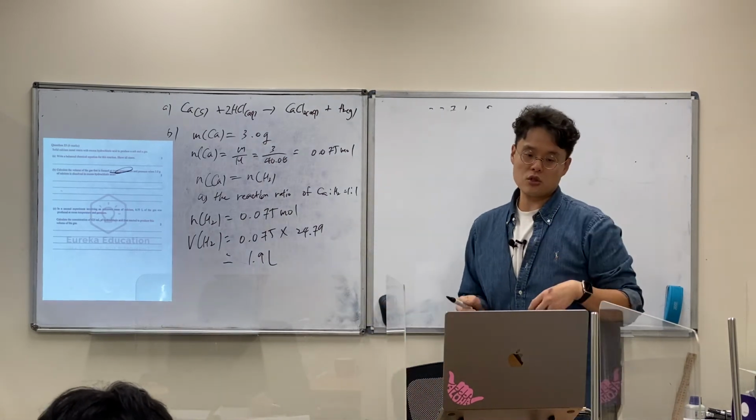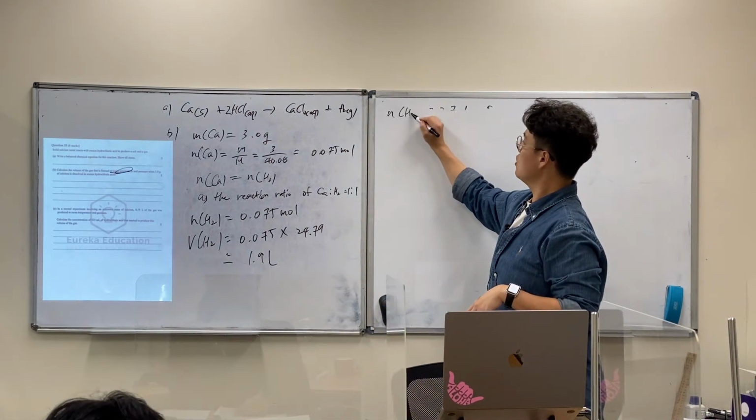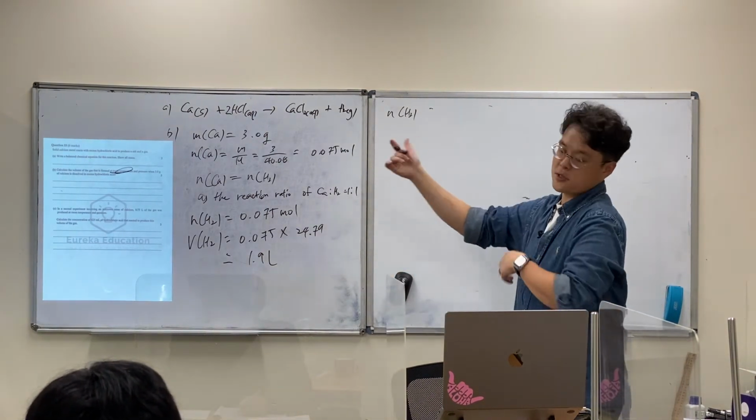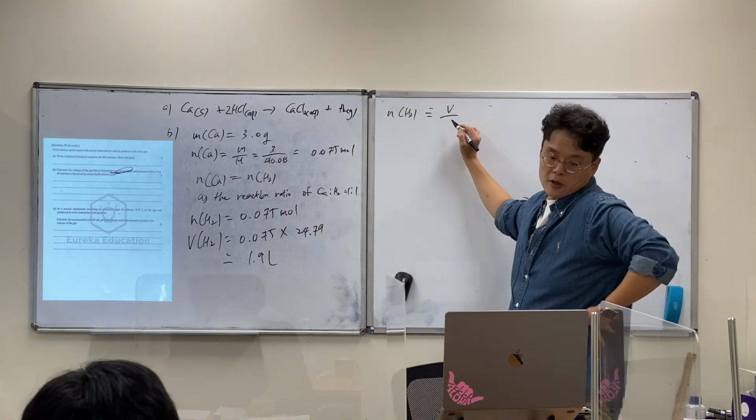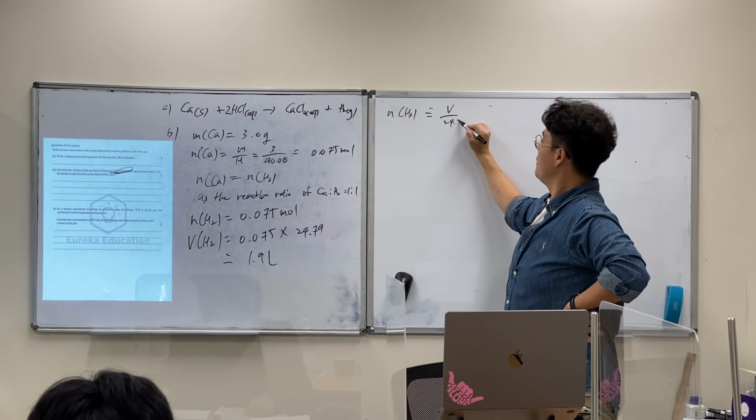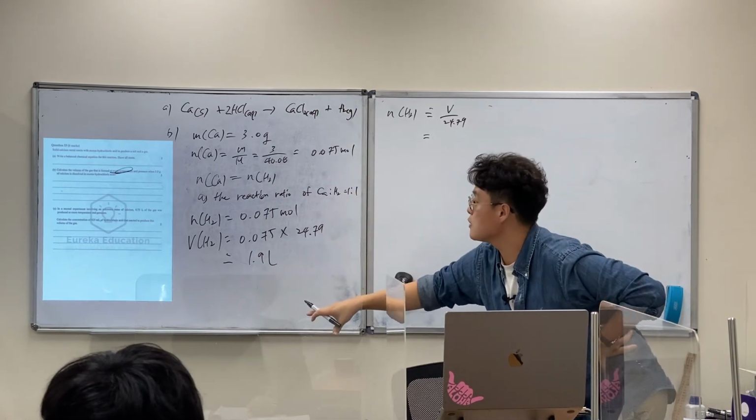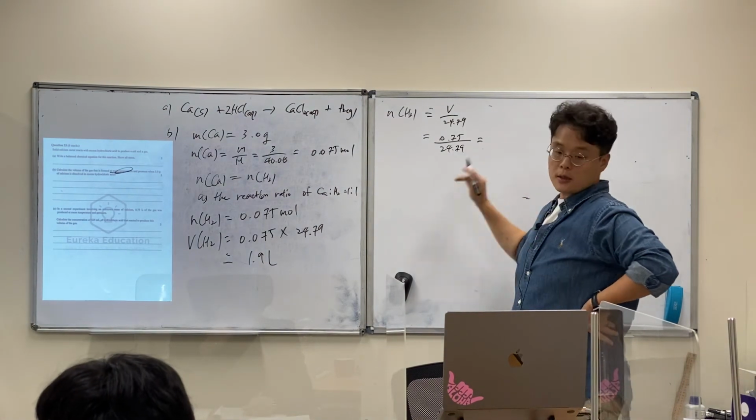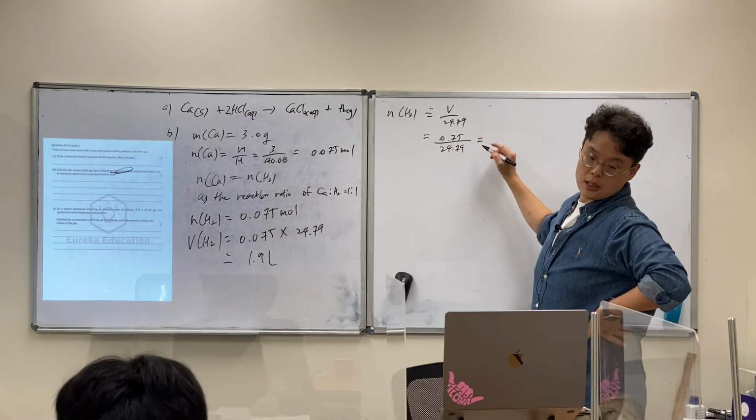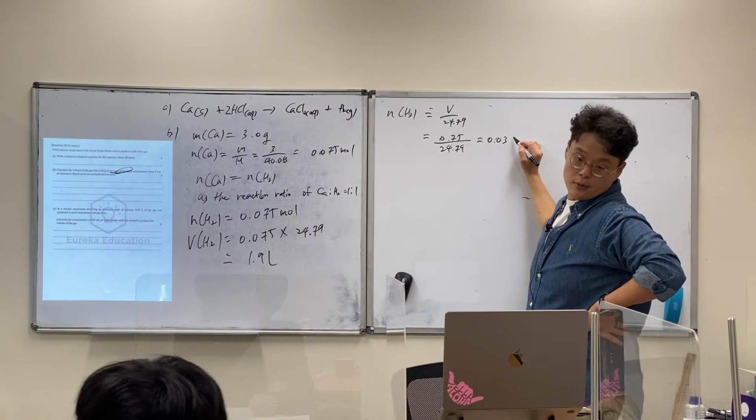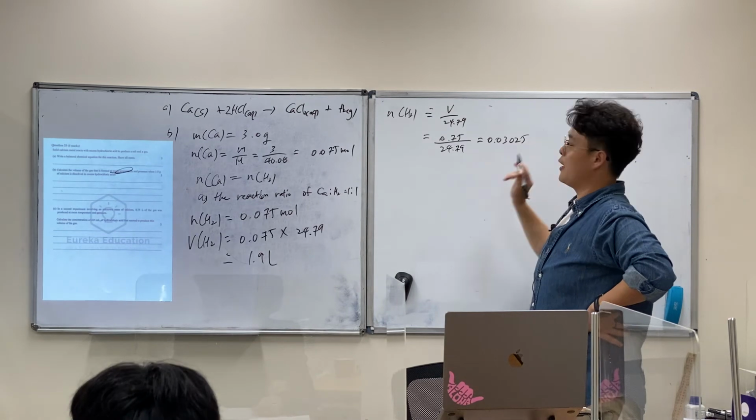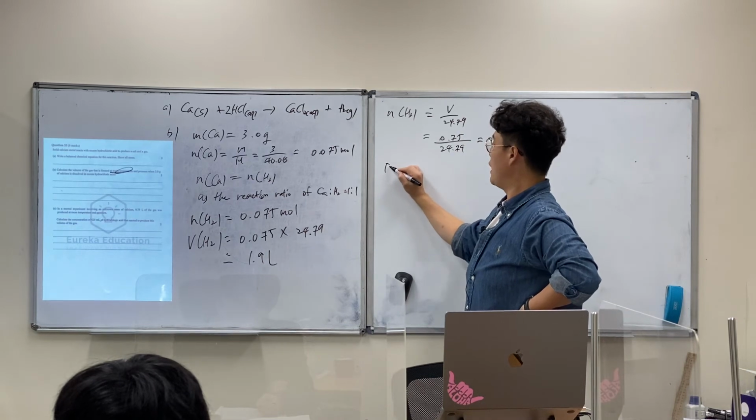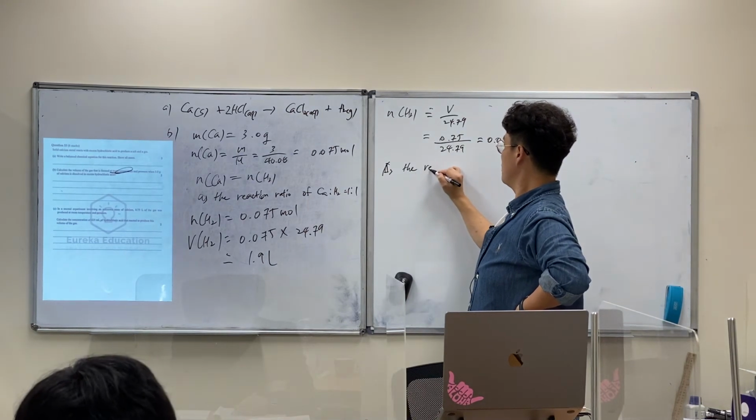So, moles of the H2 from the volume, so n of the H2, we go the reverse way, the opposite way. It is equal to volume divided by 24.79. The volume was given as how much? 0.75 divided by 24.79. Then you should get the number of moles for the H2 is 0.032 moles.